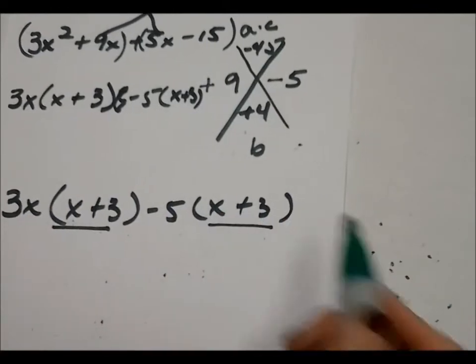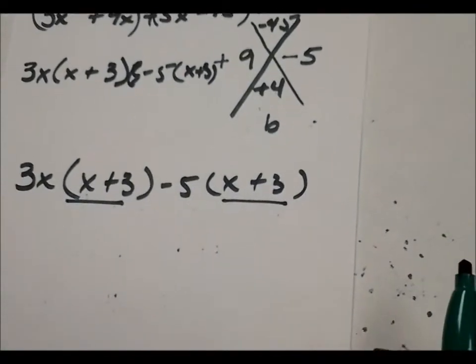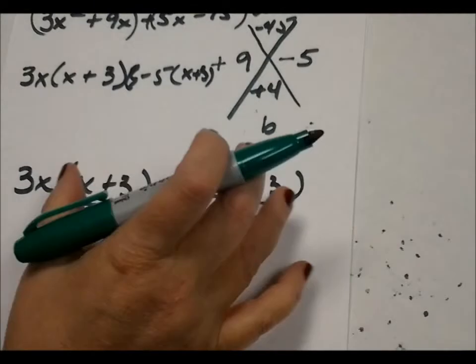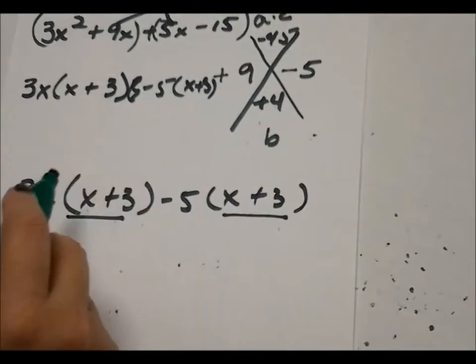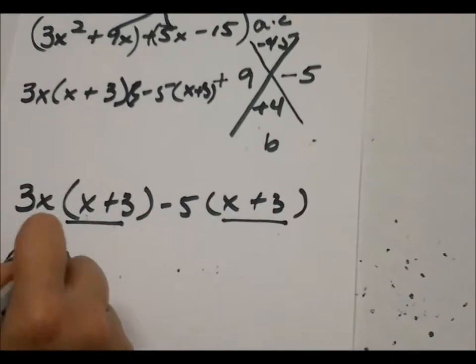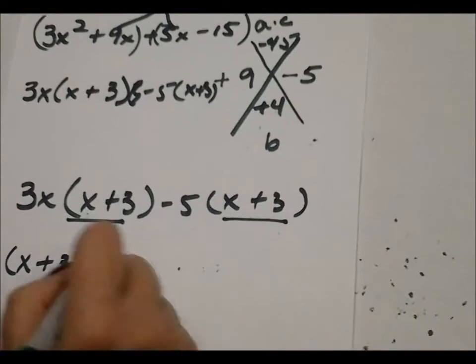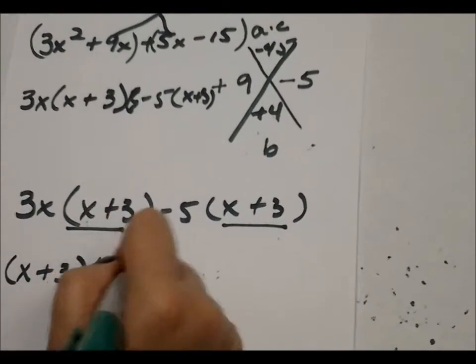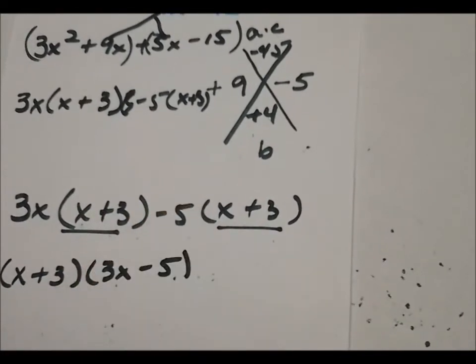These are my common factors, which you could also talk about as the distributive property. These two are getting distributed to these other two. And I get my x plus 3 because that's my GCF that I just factored out. And the other factor is 3x minus 5.